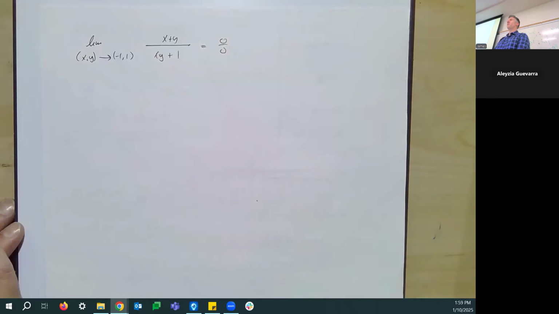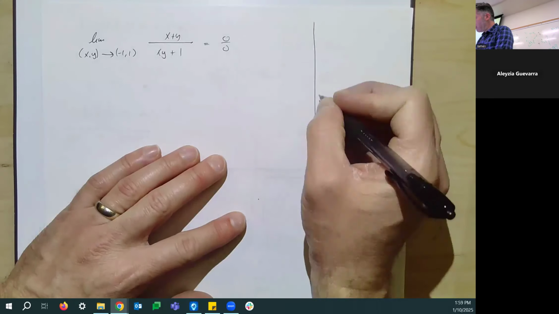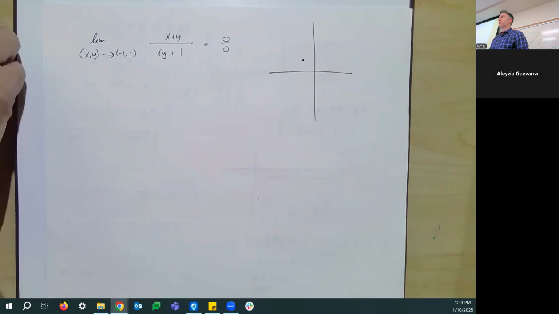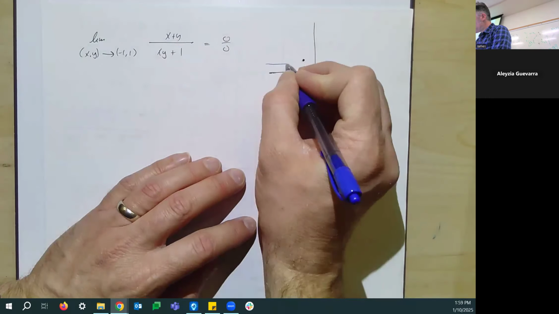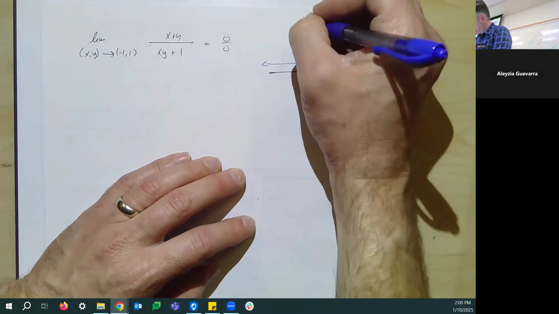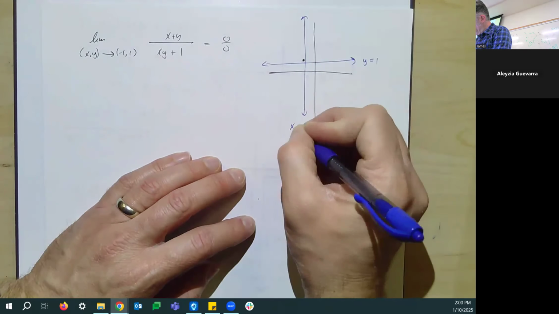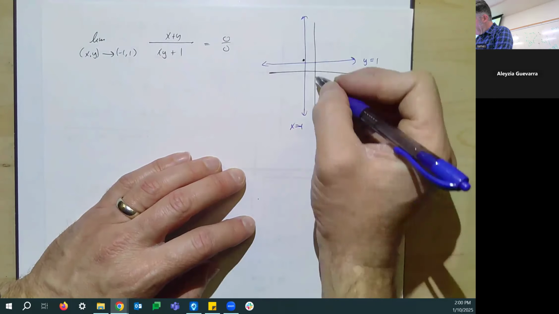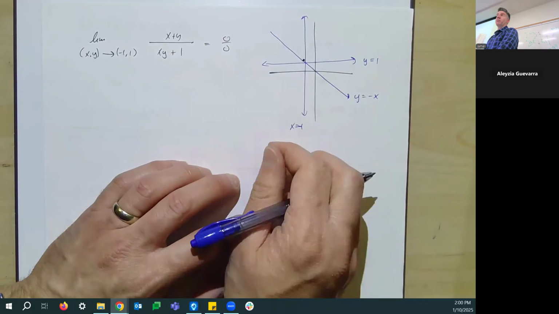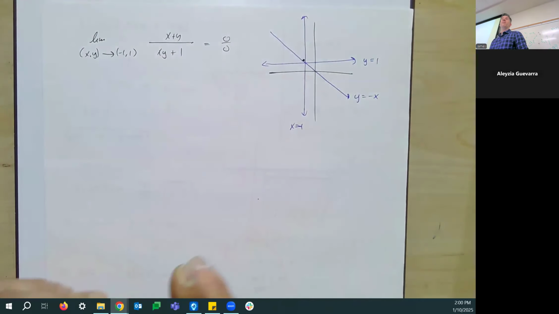Here, it's much more difficult to come up with paths that go through the point -1, 1. I can think of 3 off the top of my head. 2 easy ones: y equals 1, x equals -1. And then I could think of y equals -x. I suppose y equals x squared would also be good. It goes to that point too. So there are paths to come up with. They're just not quite as easy to discern.